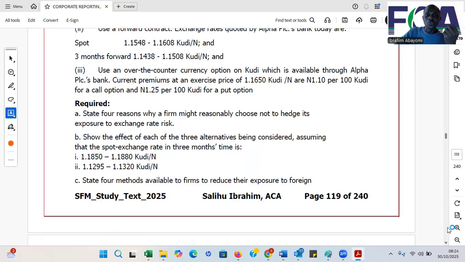That question is not complete. It should be: state four methods available to a firm to reduce the exposure to foreign exchange risk, which do not involve the use of financial contracts. Okay, financial contracts. Let's go and solve this.